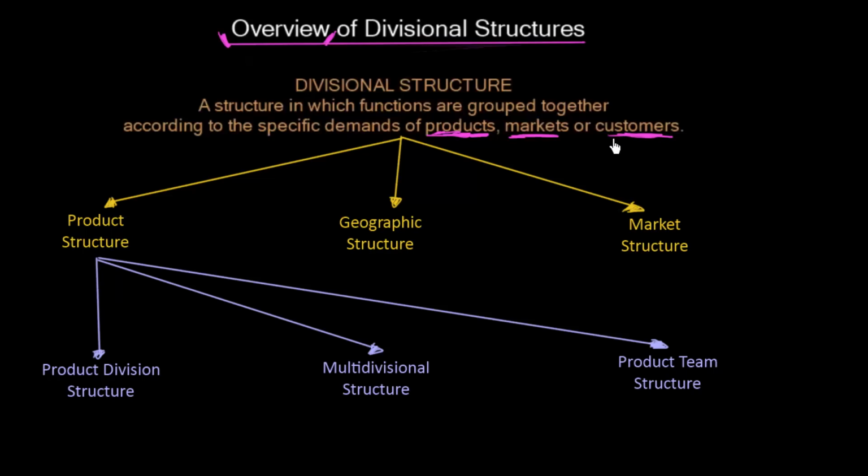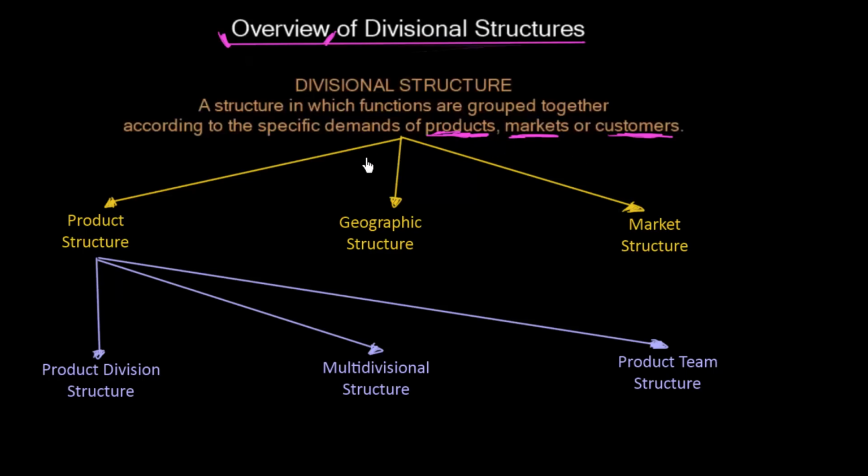So maybe you are selling your products to the government, maybe you are selling your products to the commercial market, maybe some industrial market. So you should choose the divisional structure according to what is logical or intuitive for your case. What is important? Are those the products, markets, or customers?